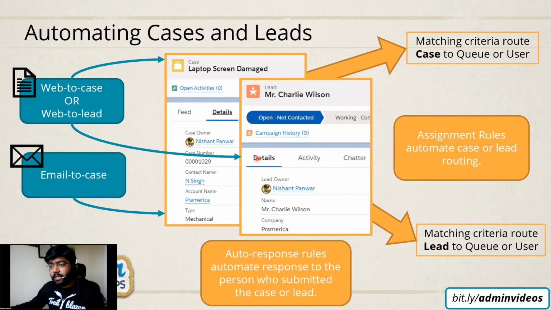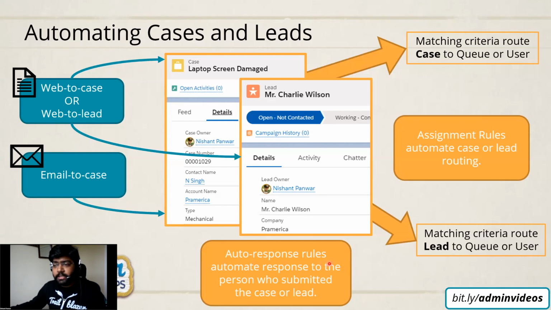Now, as soon as the case and lead is created, you must have seen you get a response back that we have received your response, we are working on it, and we will reach out to you within 24 hours or 48 hours, whatever the SLA is. That is called auto response rule. So you will send a response back automatically as soon as the lead or case is created. That is called auto response rule.